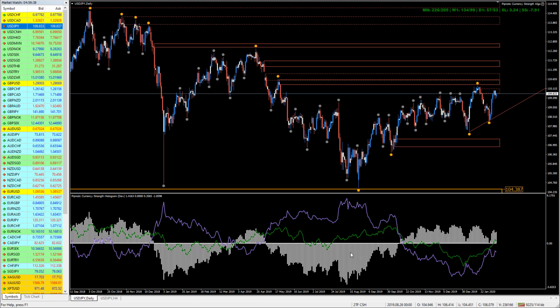If you're not using this, install it. If you're not a Pipnotic member, grab the currency strength indicator available on the Forex Factory thread. Just search for currency strength. There's one in there, and you'll be able to use that. Yeah, something to look at.